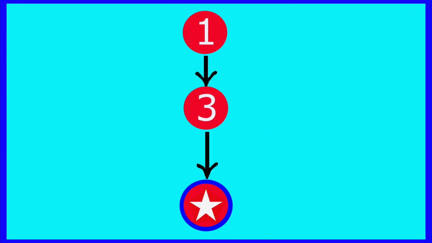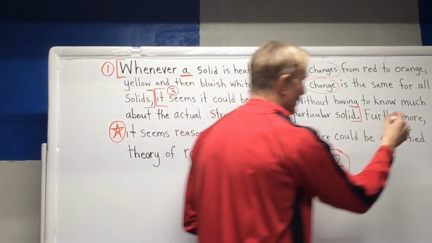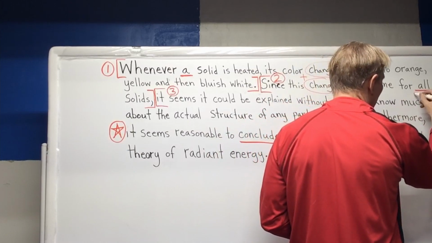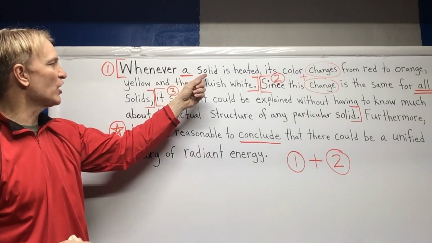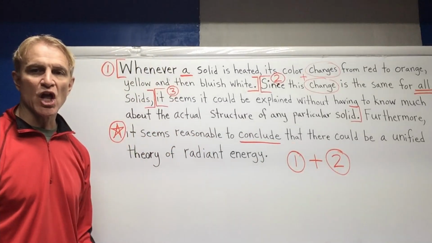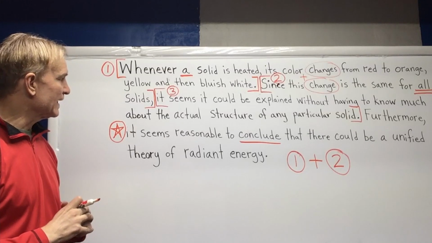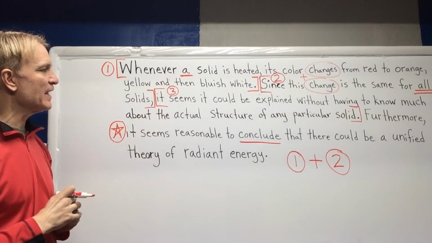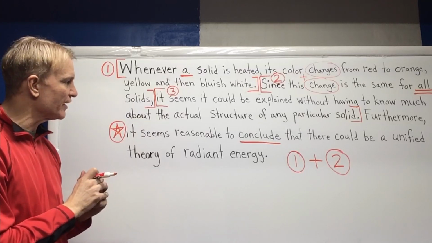Mapping the logic out without statement 2 would look something like this. Any particular solid, but this here really seals the deal. All solids. So now I know it doesn't matter which solid I pick. So those two premises together really make my argument a lot stronger. Now, what's that saying? Statement 3 says it seems it could be explained without having to know much about the actual structure of any particular solid.